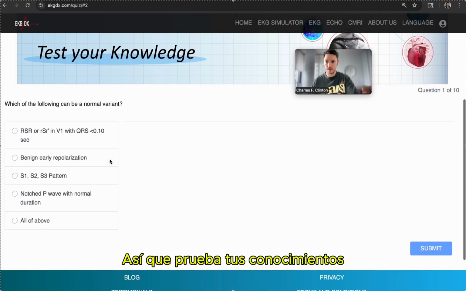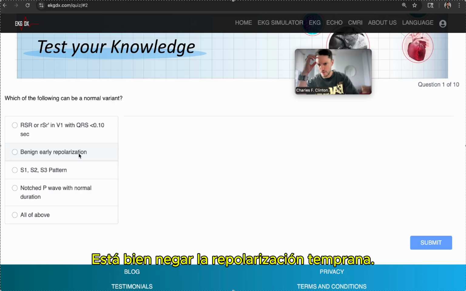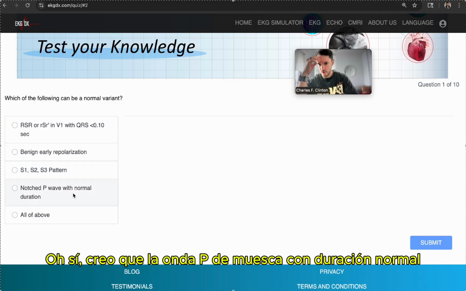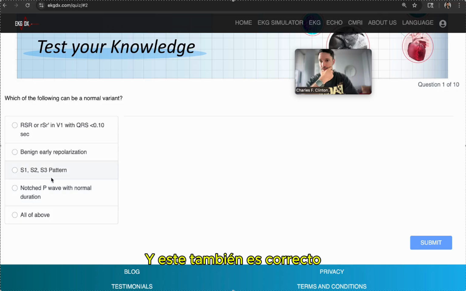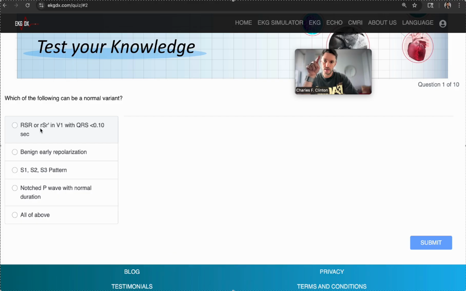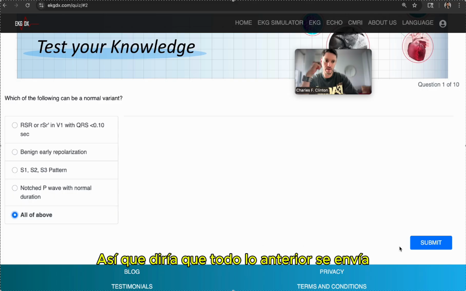Okay, so test your knowledge. Which of the following can be a normal variant? Benign early repolarization, yes. S1, S2, S3 pattern, not sure. Oh yeah, I think so. Notched P wave with normal duration, yes. So I know this one is correct and this one is also correct. I don't even have to read this one. QRS less than 0.10 seconds is normal. RSR or small r, large S, small r in V1. Not sure about this RSR, but I can say that these three are correct. So I'd say all of the above.